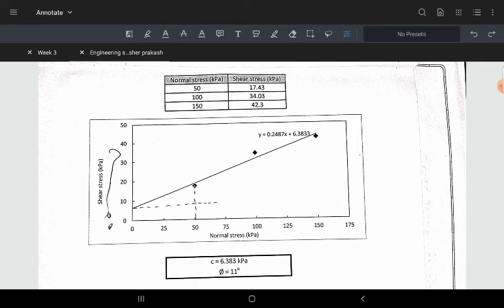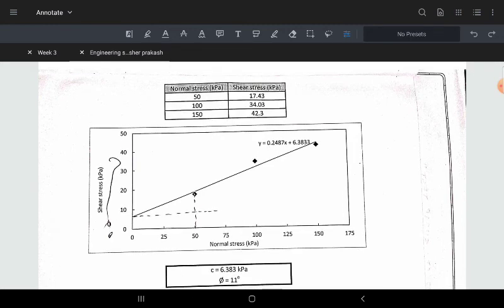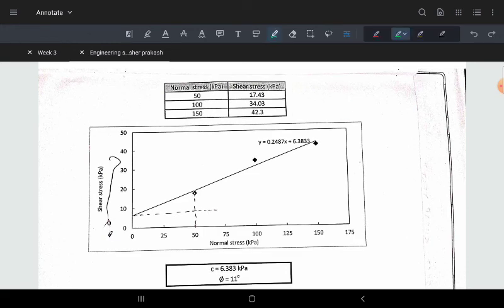In the DST we are given normal stresses, we calculate the shear stresses, and then we plot the graph between these two to get the failure envelope. Here you can see we have three points, so we can produce a line that is more fitting. In the code you can do that. From that we can find this failure envelope, and then we can find C and phi.